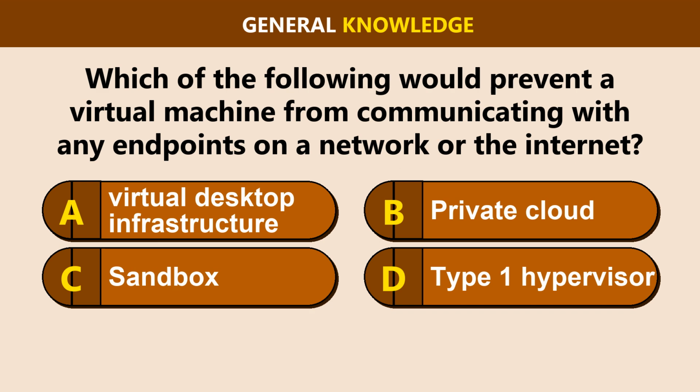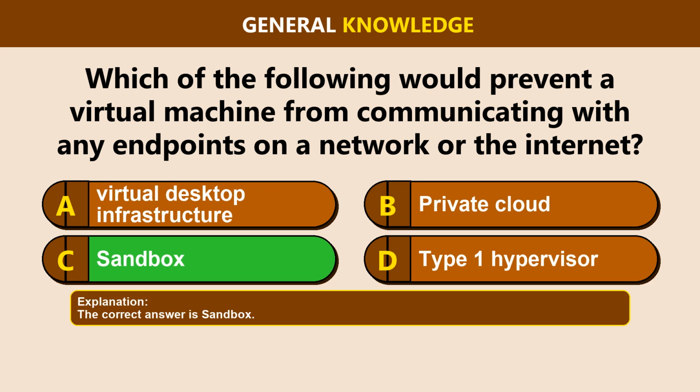Question 34. Which of the following would prevent a virtual machine from communicating with any endpoints on a network or the internet? Option A, virtual desktop infrastructure. Option B, private cloud. Option C, sandbox. Option D, type 1 hypervisor. The correct answer is option C, sandbox.